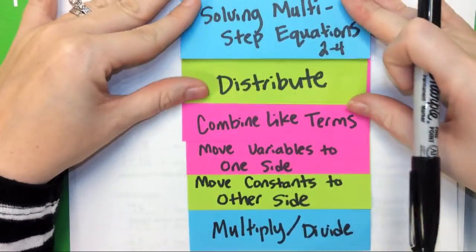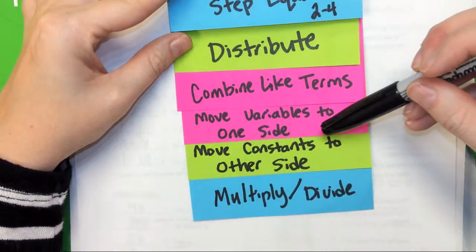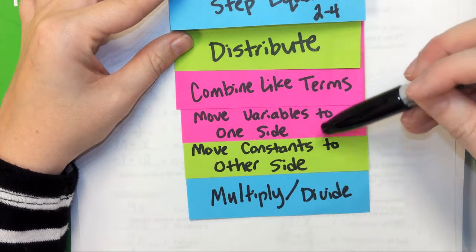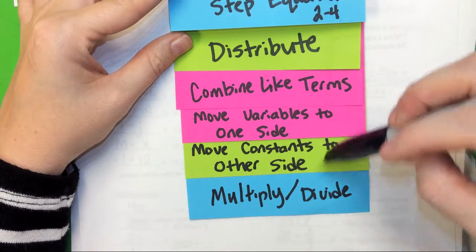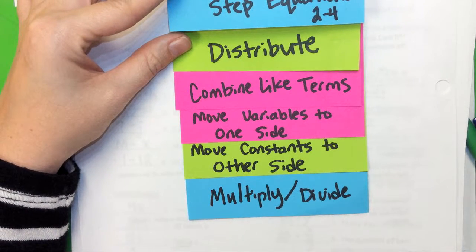Okay, so you should have these steps. Distribute, combine like terms, move variables to one side, move constants to other side, and then lastly, multiply or divide. The next thing I need you to do is look at the notes paper that you have. On this notes paper, we have a few special problems that I wanted to go over together. But we're going to follow the same steps on these.